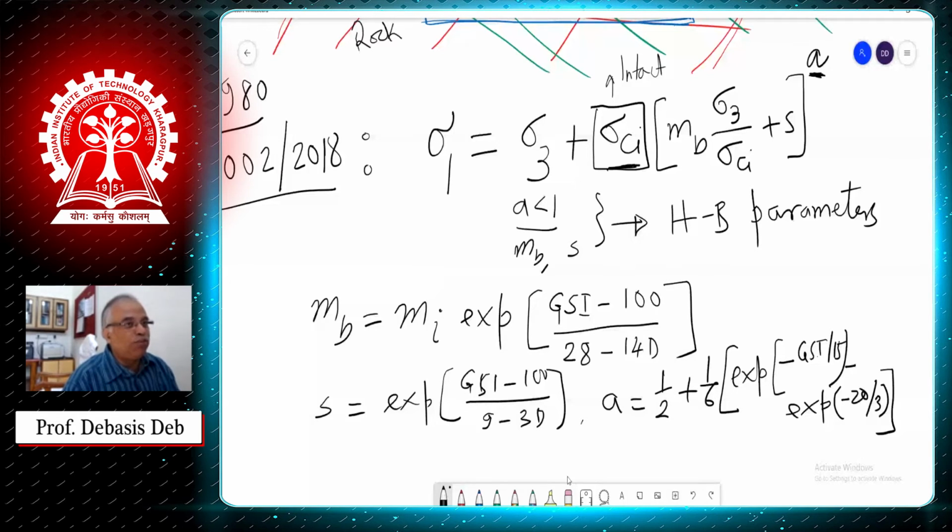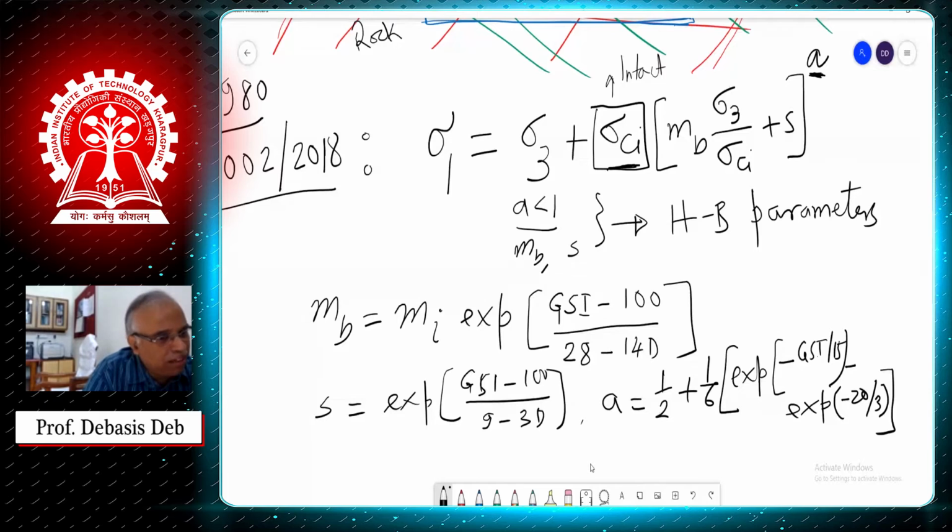What is the full form of GSI? Anybody? Do you know what is the full form of GSI? There is a company also with this name, Geological Survey of India. But in rock mechanics, what is the full form of GSI? I don't know. We do not know. Okay. It's called Geological Strength Index.